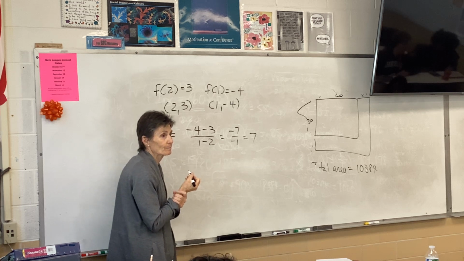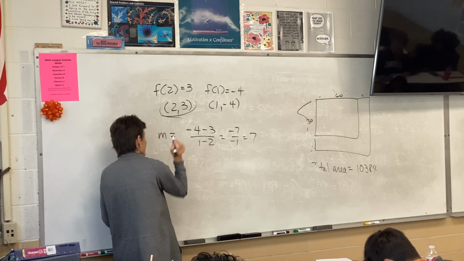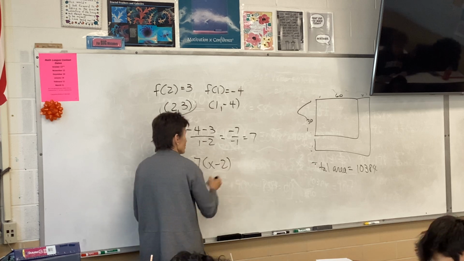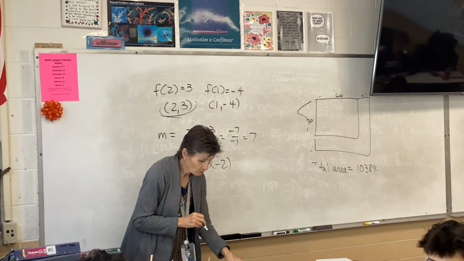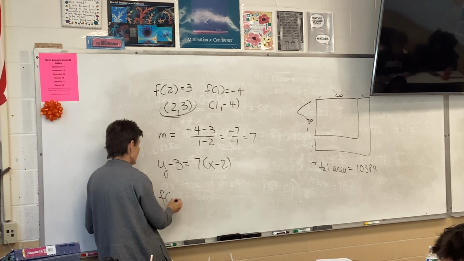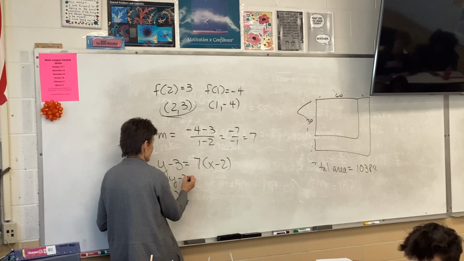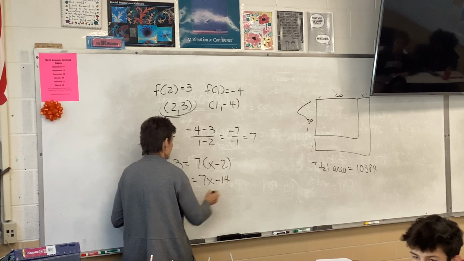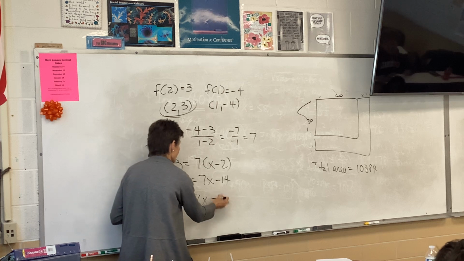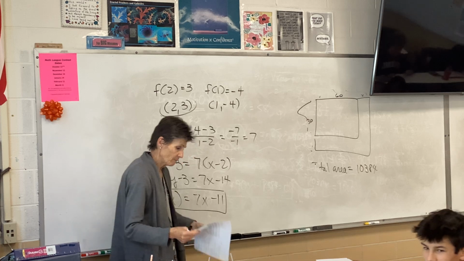Then what? You do the point slope. Pick a point, doesn't matter which one, either one will be fine. I'll pick that one. y minus 3 equals 7 times x minus 2. In many circumstances, this would be fine, but it does say linear function, so I probably need to get y by itself. So y minus 3 equals 7x minus 14. So y equals 7x minus 11. Yep. And that is your linear function.